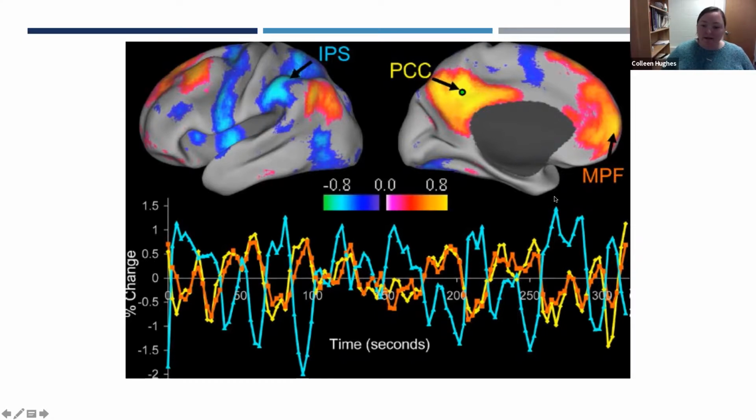So for instance here, on the x-axis we have time, and on the y-axis we have percent signal change. We have 3 different brain regions represented: MPFC in orange, PCC in yellow, and IPS in blue. What you can hopefully see is that, generally speaking, the time series are pretty highly correlated between PCC and MPFC, and they're actually negatively correlated with IPS. You can also have no correlation, so no relationship in the activity, but that's the measure. The strength of that correlation is how we're defining the relationship between brain regions, so the correlated activity over time.